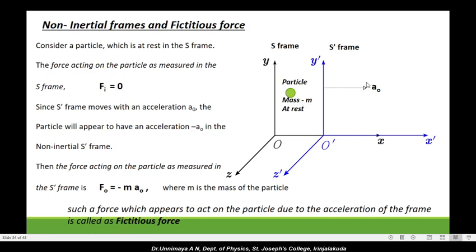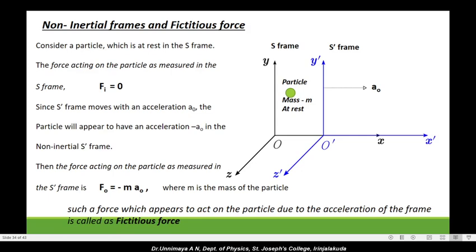But what do we feel? When this S prime frame moves with acceleration a0, the person in this frame feels that a force of minus ma0 is acting on the particle. So this force, which is not actually acting on the particle in the S frame but appears to act on the particle due to the acceleration of the frame, is called fictitious force.